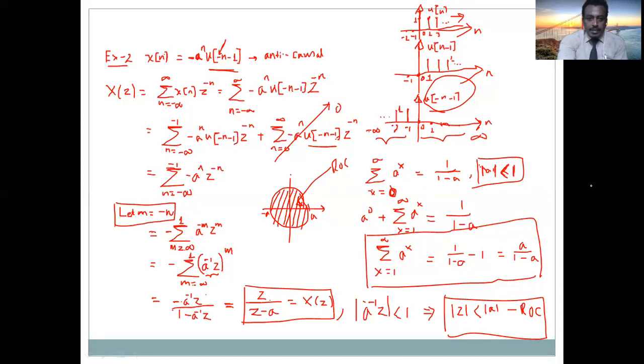For the second example, we have taken an anti-causal sequence, which means a left-sided sequence. It is infinite length, left-sided. We have determined the region of convergence is inside the circle. All values of Z, what is Z? Complex frequency, right? So these complex frequency variables inside the circle make our transform exist. Outside the circle, the Z transform does not exist. That's what region of convergence means.